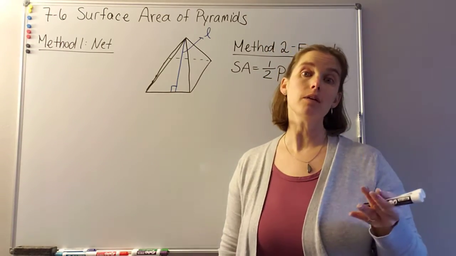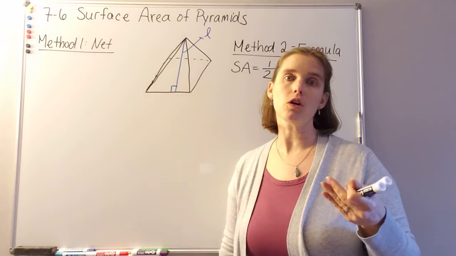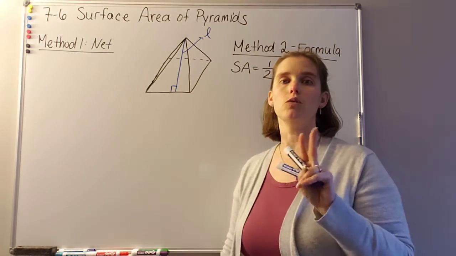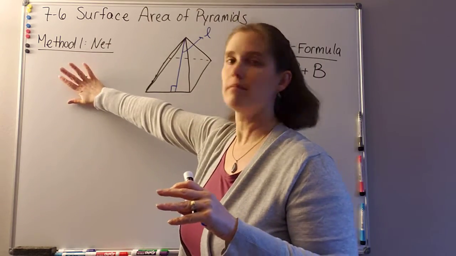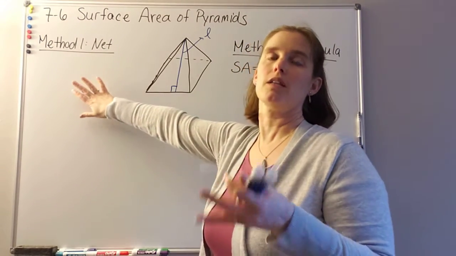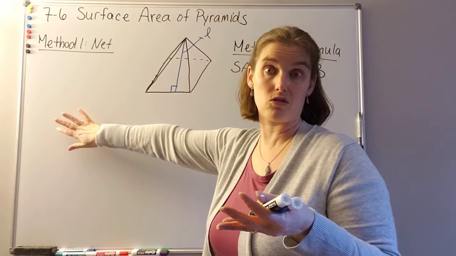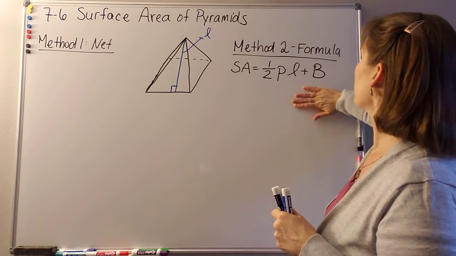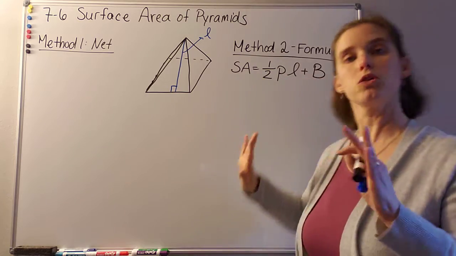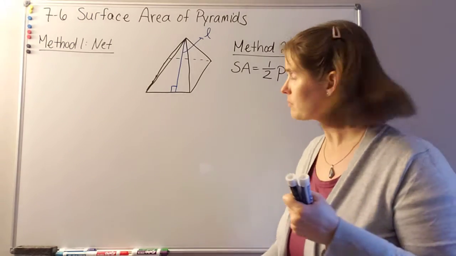Now, just like we did with prisms, we are going to look at two different ways we can solve, and you can choose which way you like better. We're going to have our net method, which I think you might like better this time around. I think they're easier to draw. Or we have the formula method, which has many of the same parts as before, just one difference, and we'll talk about that as we go.